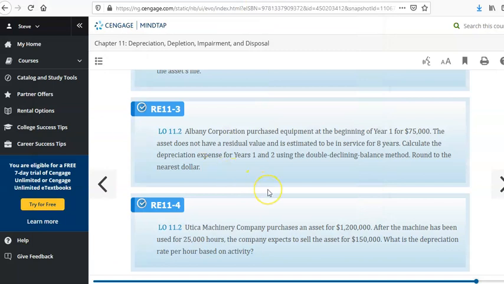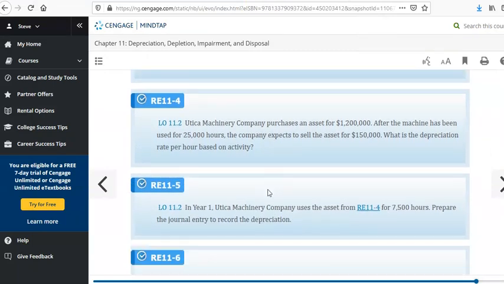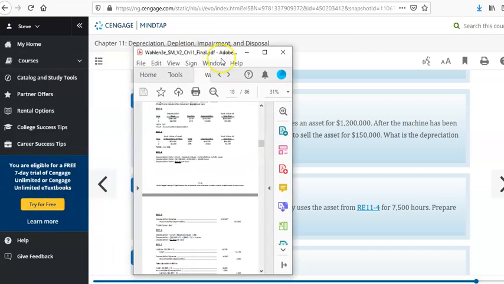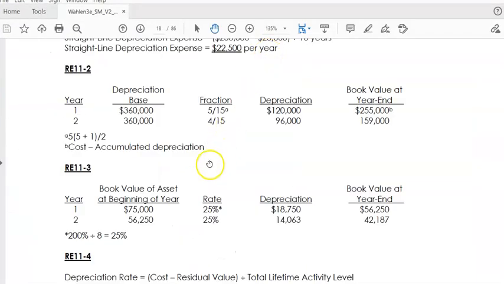Okay, 11-4 is for depletion, and you can see right here it's for Utica Machinery. They buy an asset for $1.2 million. After the machine has been used for 25,000 hours, they'll sell it for $150,000. What's the depreciation rate per hour based on activity? And that's another method. There's lots of methods for depreciation. That's what we're going to learn.